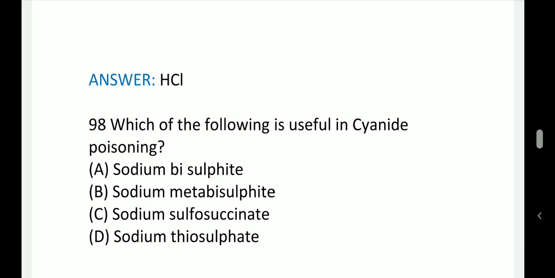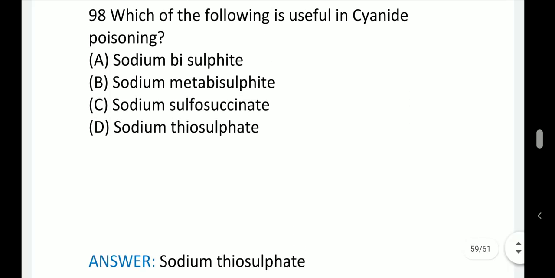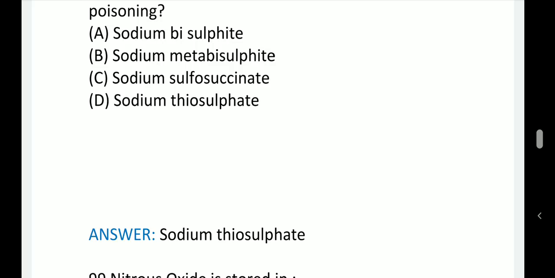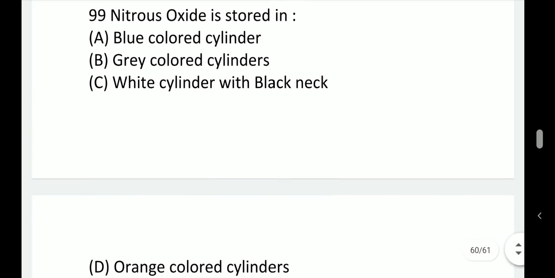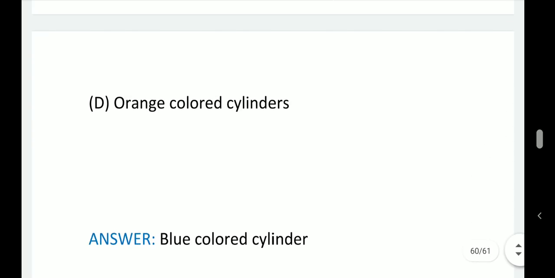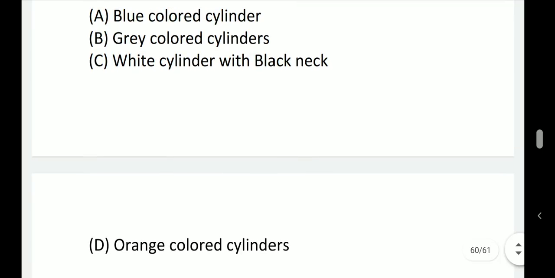Question number 98. Which of the following is useful in cyanide poisoning? Option A, sodium bisulfate. Option B, sodium metabisulfate. Option C, sodium sulfosuccinate. Option D, sodium thiosulfate. Answer is sodium thiosulfate, that is option D is the correct answer. Question number 99. Nitrous oxide is stored in option A, blue colored cylinder, option B, gray colored cylinders, option C, white cylinder with black neck, option D, orange colored cylinders. Answer is blue colored cylinder. That is option A is the correct answer.